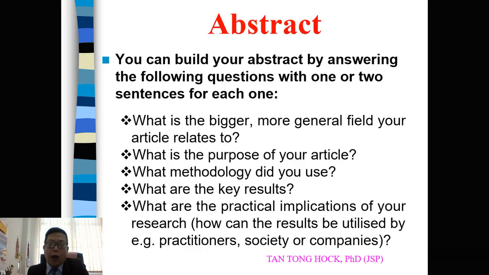Following the title, you need to write the abstract. You can build your abstract by answering the following questions with 1 or 2 sentences for each one. This is the most important thing before you write your abstract. What is the biggest, most general field your article relates to? What is the purpose of your article, and what type of methodology have you used? What are the key results, and what are the practical implications of your research? All of this will affect whether you write a good abstract or not.